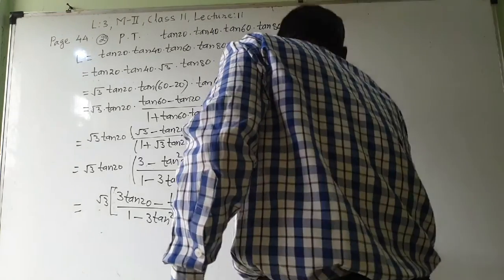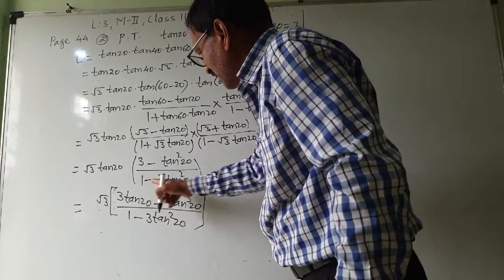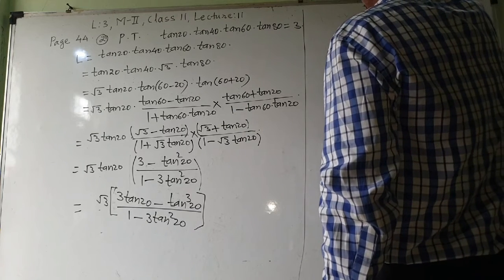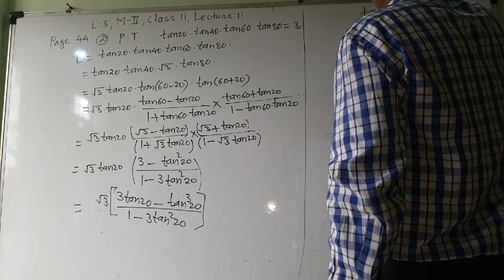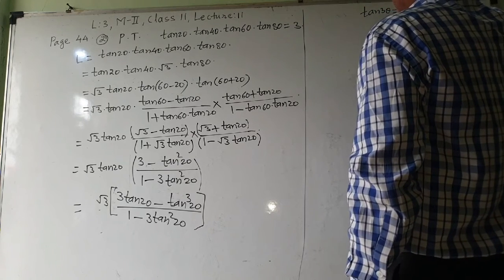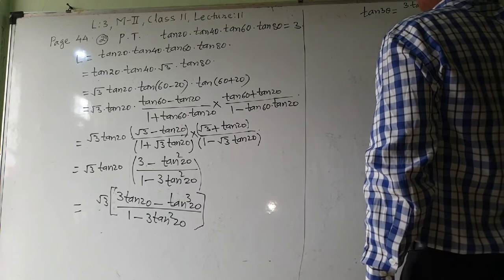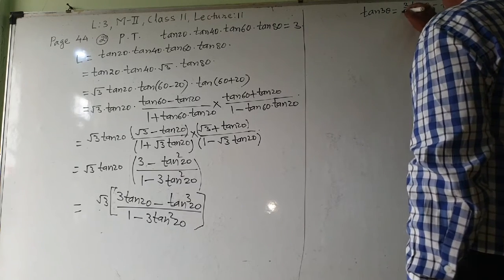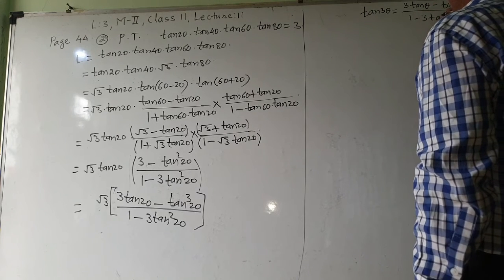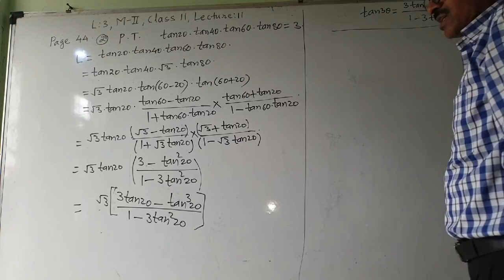Now, this much part I want to analyze. Tan 3 theta is equal to what? That formula we have proved once in the last video itself. It is equal to 3 tan theta minus tan cube theta upon 1 minus 3 tan square theta. This is that formula. Note this.